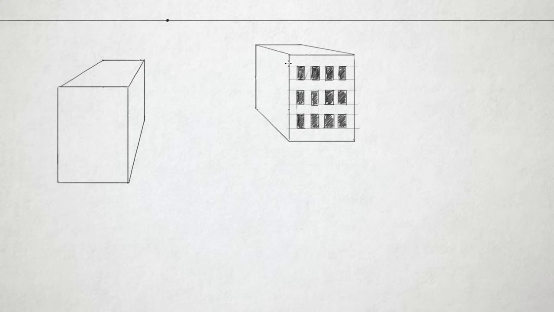Now let's add some windows on the side of the building. Here again, since these lines are going to go horizontal, we need to draw them backwards in space to the vanishing point.